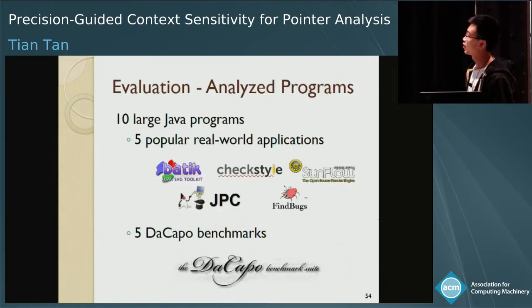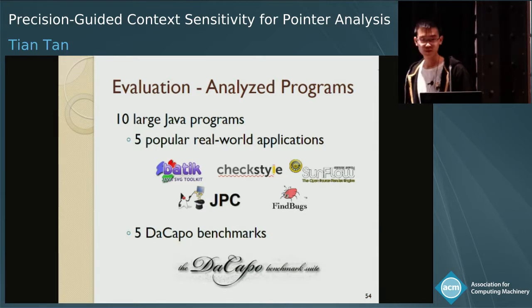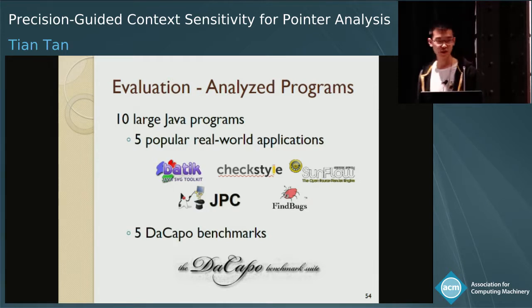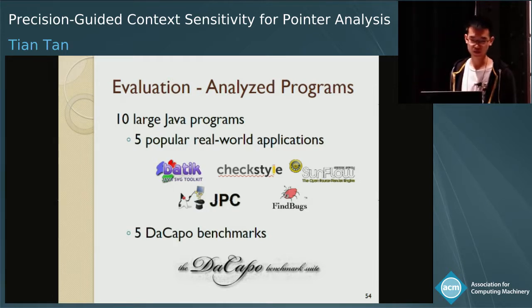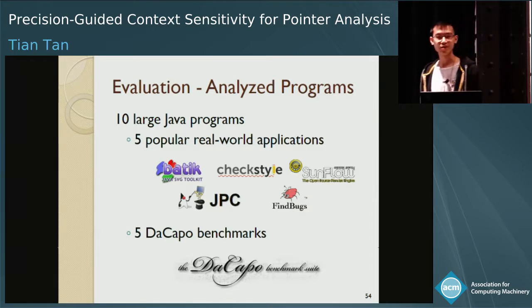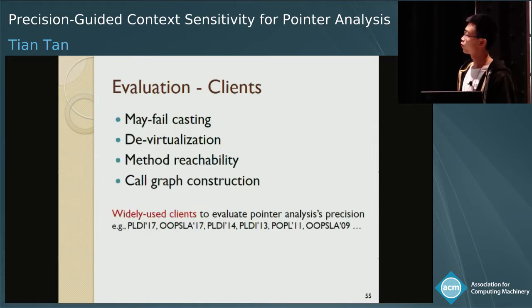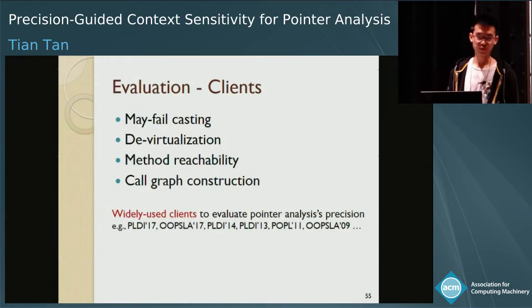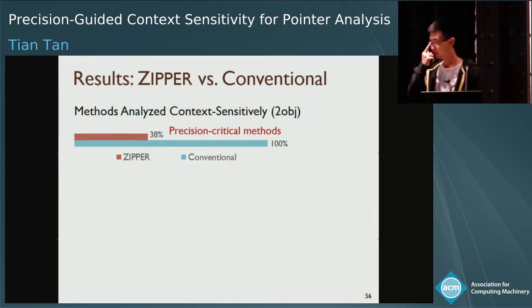In the evaluation, we analyzed 10 large Java programs, including 5 popular real-world applications and 5 DaCapo benchmarks. And for DaCapo, we exclude 4 small benchmarks where the 2OBJ also runs fast, and 2 benchmarks where the 2OBJ is not scalable. We use these 4 clients to measure the precision of pointer analysis. All these clients are widely used in pointer analysis research. Now let's see the results.